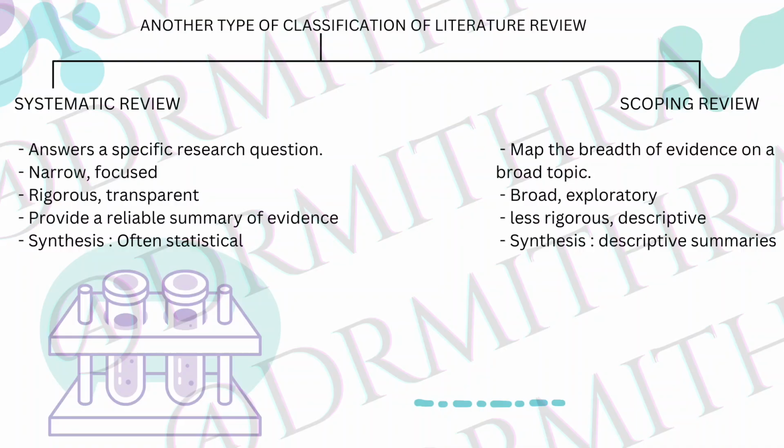Whereas scoping reviews, on the other hand, are very broad and exploratory. So instead of answering one simple question, they map out the breadth of evidence around a wide topic. They are less rigorous and more descriptive, basically summarizing what's out there. So simply we can put it like, if you have a sharp, narrow question, go for a systematic review. If you want to explore a field broadly, go for a scoping review.